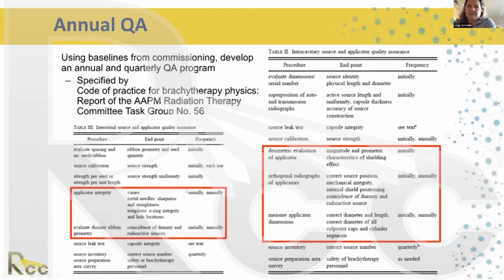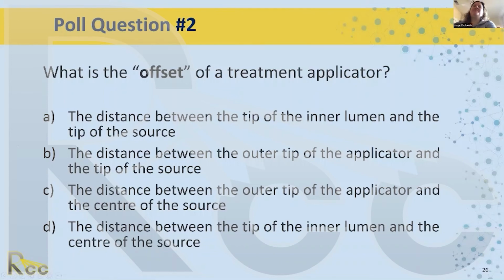Okay, do we have another slide? Poll question number 2. What's the offset of a treatment applicator? The distance between the tip of the inner lumen and the tip of the source, the distance between the outer tip of the applicator and the tip of the source, the distance between the outer tip and the center of the source, or the distance between the inner tip. Don't be afraid to guess or get it wrong, because that's what learning is all about. We check ourselves and see if we got the right understanding. Okay, I'm going to end the poll. Here are the results.